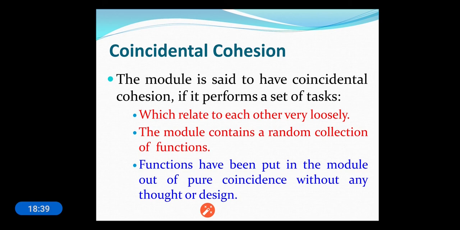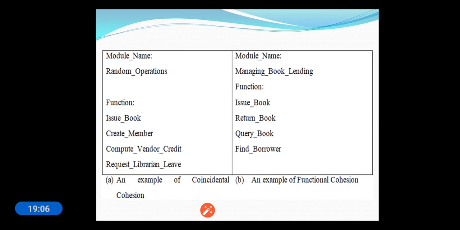A module is said to have coincidental cohesion if it performs a set of tasks which are related to each other very loosely. That means the module has a set of functions which are not performing for a single objective. We can say that randomly picked functions are grouped to form a module. For example, let us consider figure part B.